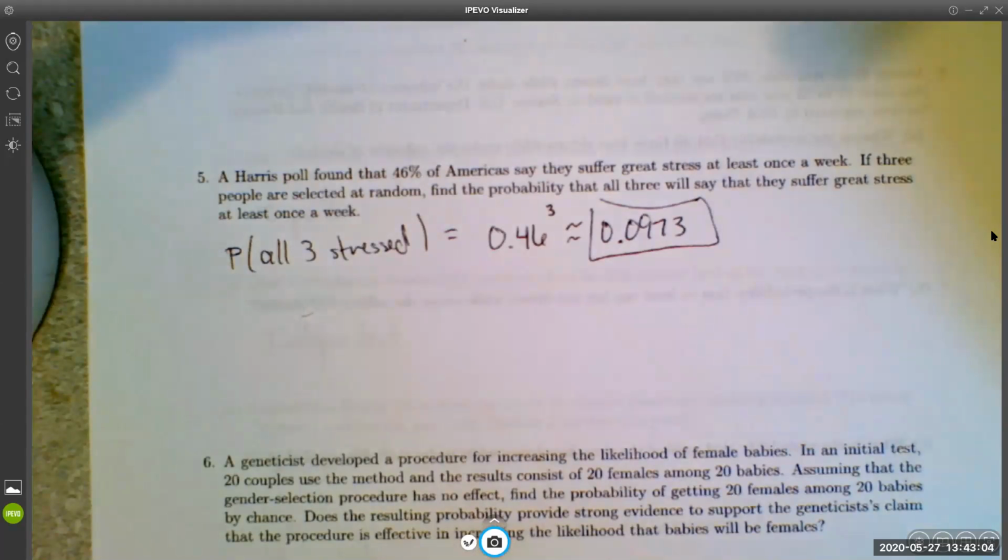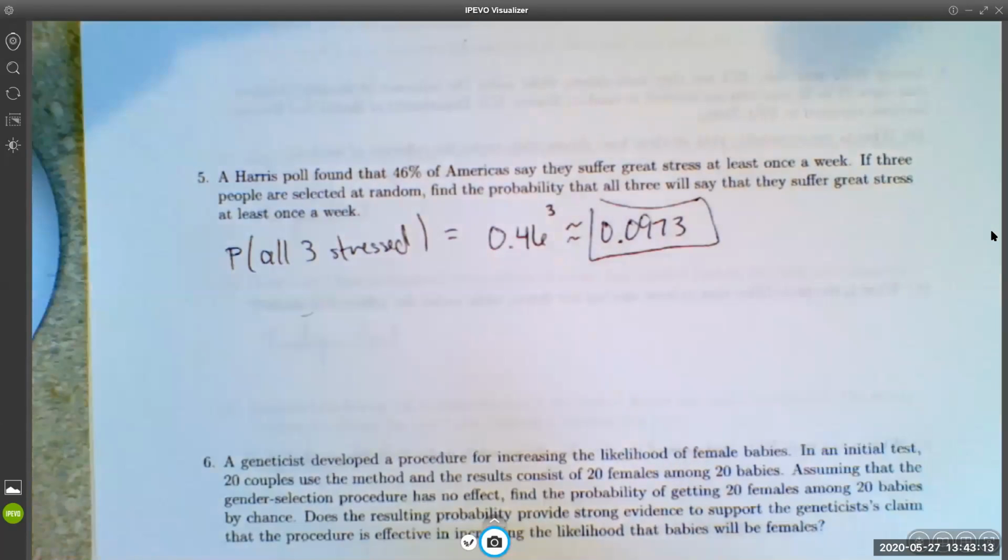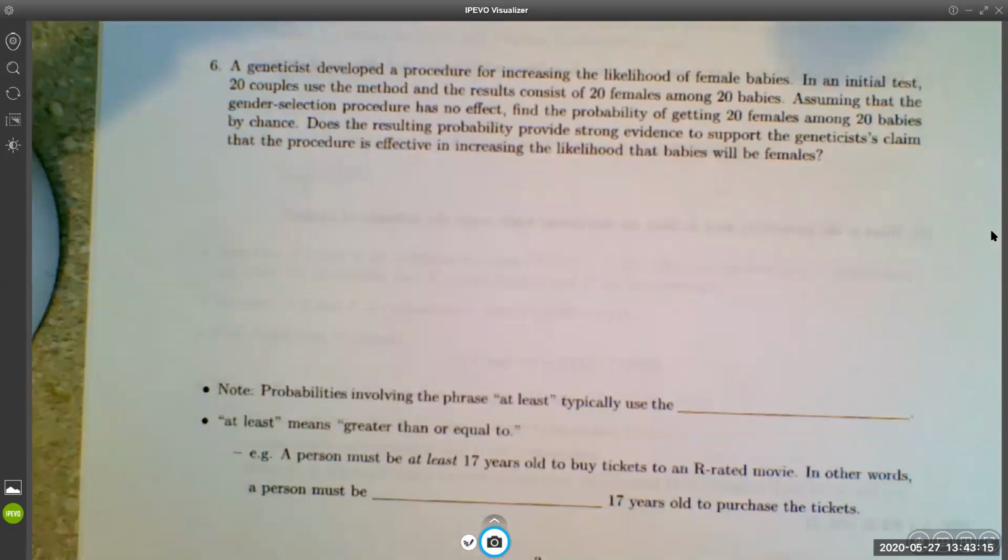So that's that. Now, let me give you a taste for where this might be useful for us when we're looking at data and when we're trying to extrapolate based on data that we've collected. So number 6 says, a geneticist developed a procedure for increasing the likelihood of female babies. In an initial test, 20 couples used the method, and the results consist of 20 females among 20 babies. That's pretty crazy, right? So in other words, all 20 pregnancies ended up with the babies that were produced being female. Okay, that's pretty unlikely to happen, I would think, if the procedure doesn't do anything, right?